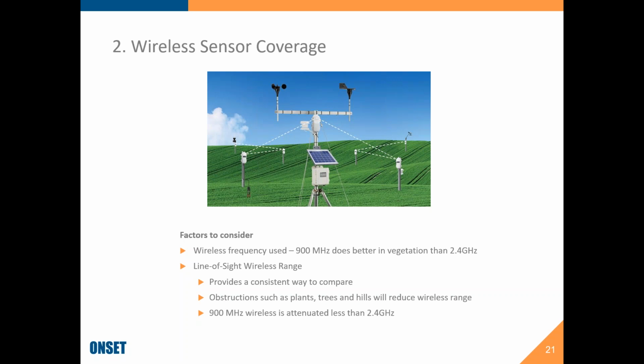And then that gets into the next category, which is you definitely want to be comparing or looking at the line of sight wireless range for the sensors that you're looking at.